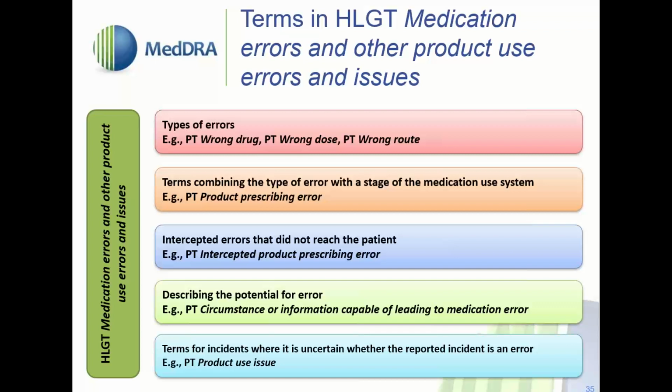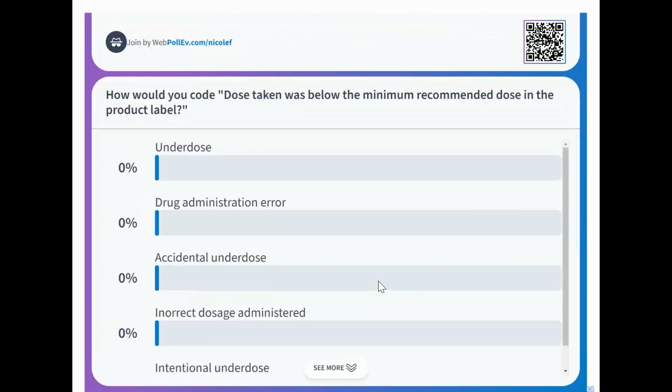MedDRA also contains two PTs that describe the possibility of an error or a signal, a circumstance that could potentially lead to a medication device use error or medication error. And finally, we also have the vague PTs that I've already mentioned, which can be used when it is unclear whether the reported incident was due to an error or happened intentionally, or when it is unclear whether an intentional deviation from the label by the patient or consumer occurred in the context of therapeutic use. So we do have those vague terms available as well.